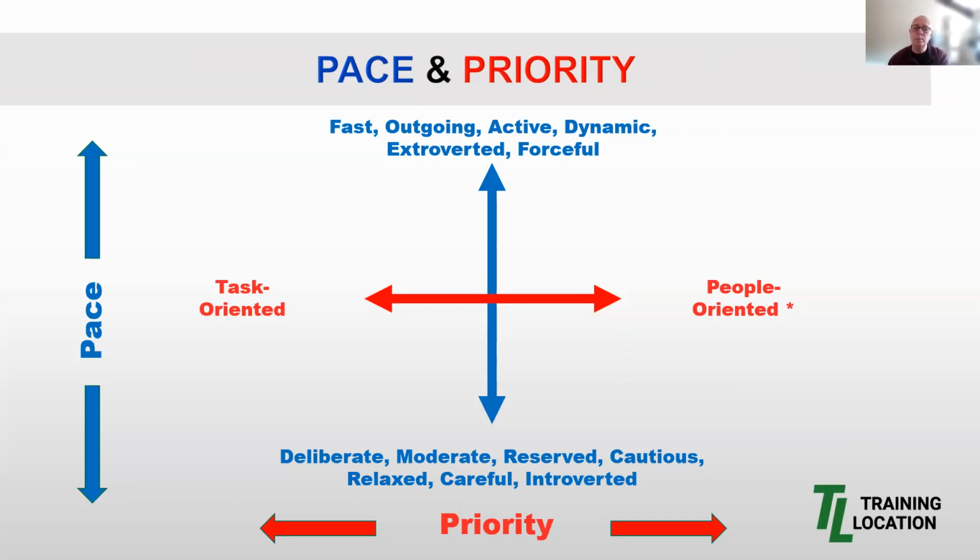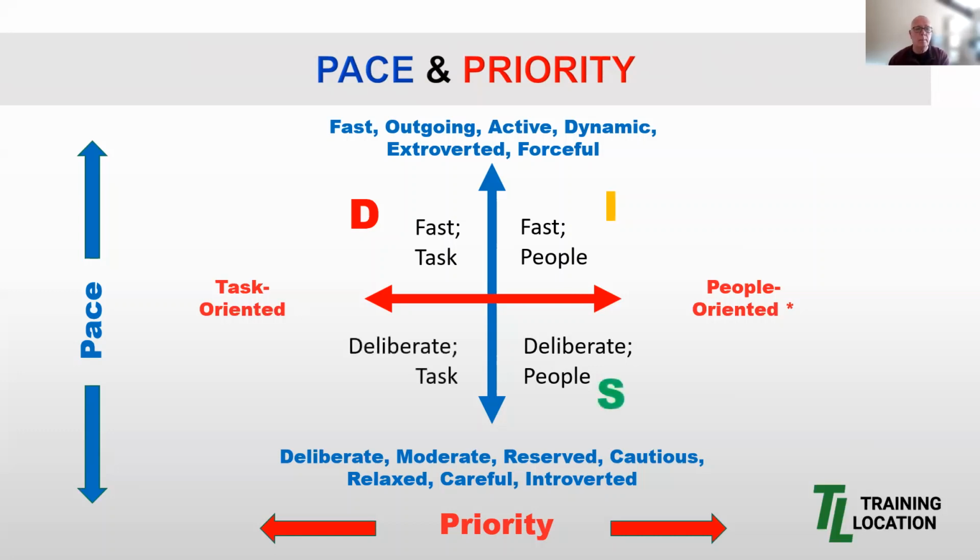As we look at this simple grid, we can begin to make the unique PACE and priority pairings into each quadrant as follows. Fast, with the task orientation, is a D. Fast pace, with the people orientation, is an I. Deliberate pace, with the people orientation, is an S. And deliberate pace with the task orientation is a C.